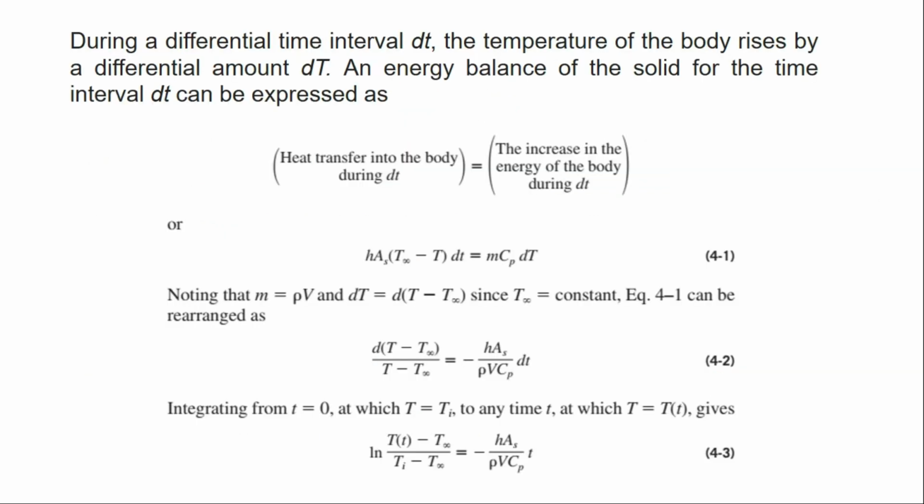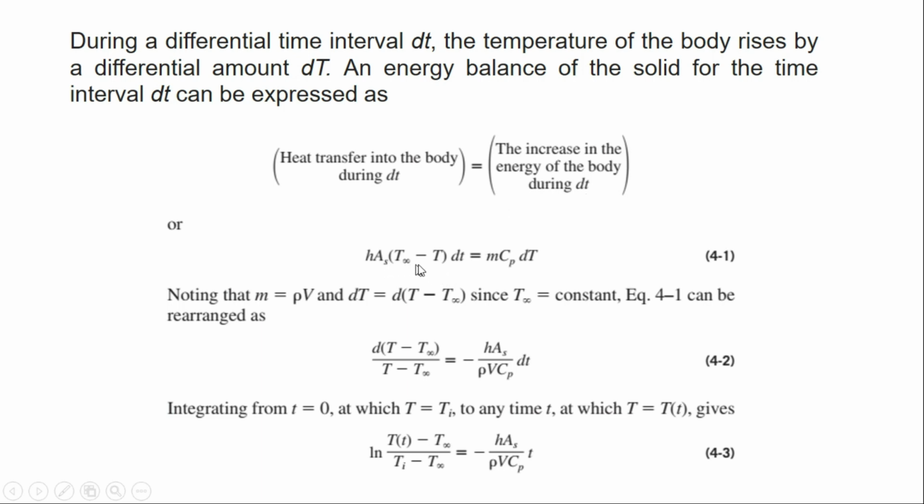For the previous arbitrary shaped body, if we say that during a differential time interval dt, the temperature of the body rises by a differential amount of temperature, that is dT. So we can apply the energy balance on the solid for the time interval dt, and it can be expressed as the heat transfer into the body during the time interval dt. And what will happen? It will increase the energy of that body. So the increase in energy of the body during the time dt. So it can be expressed in mathematical form.